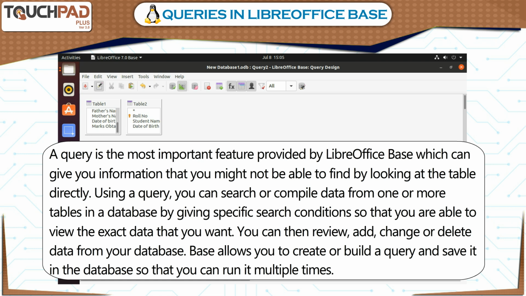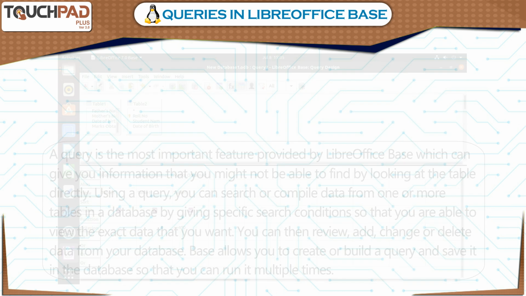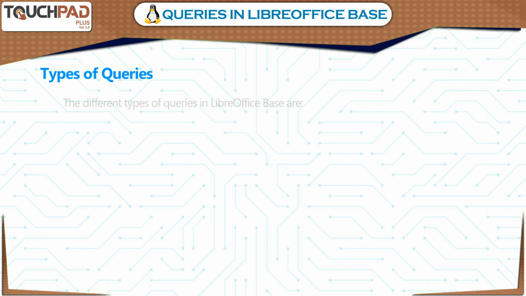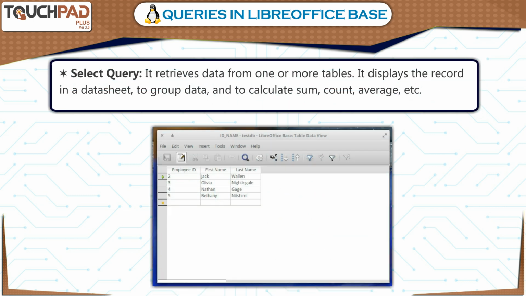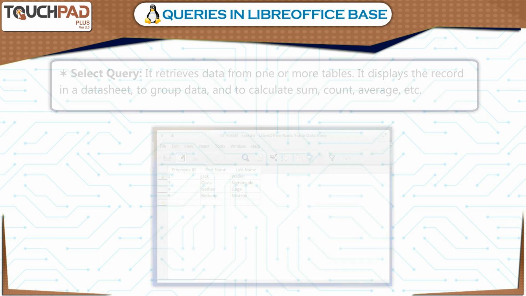Base allows you to create or build a query and save it in the database so that you can run it multiple times. Types of queries. The different types of queries in LibreOffice Base are: Select query. It retrieves data from one or more tables. It displays the record in a data sheet to group data and to calculate sum, count, average, etc.